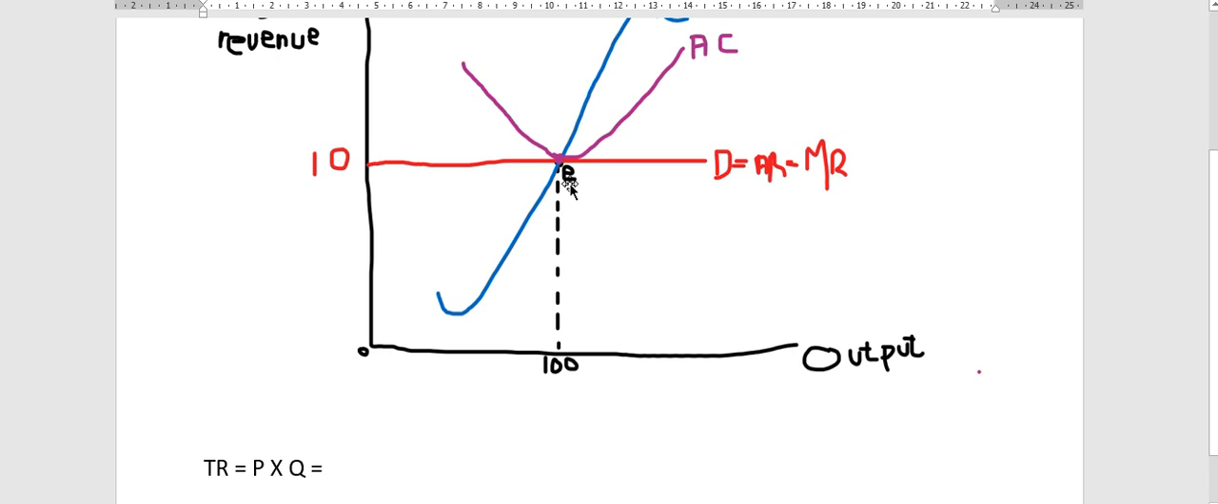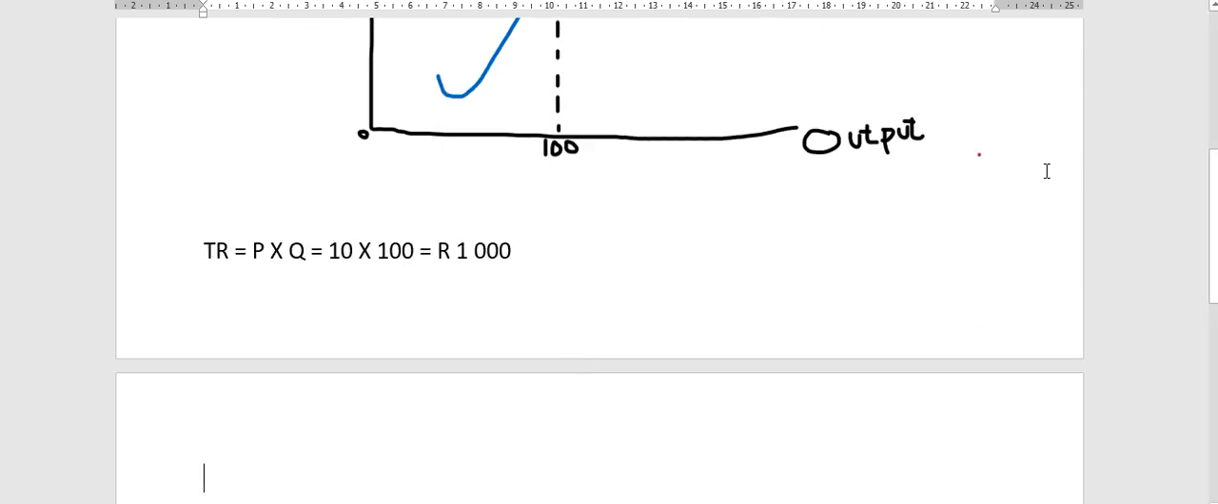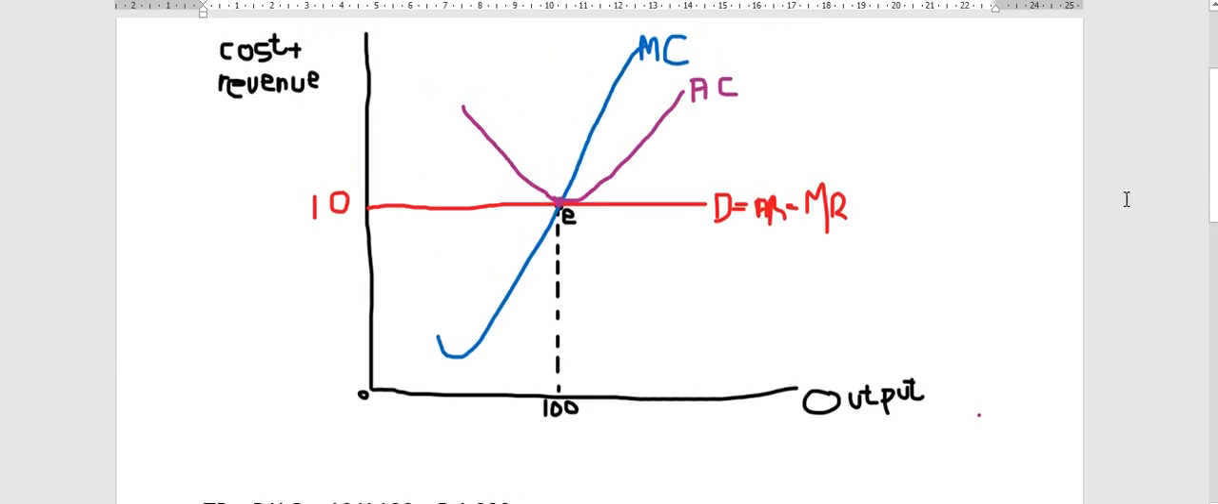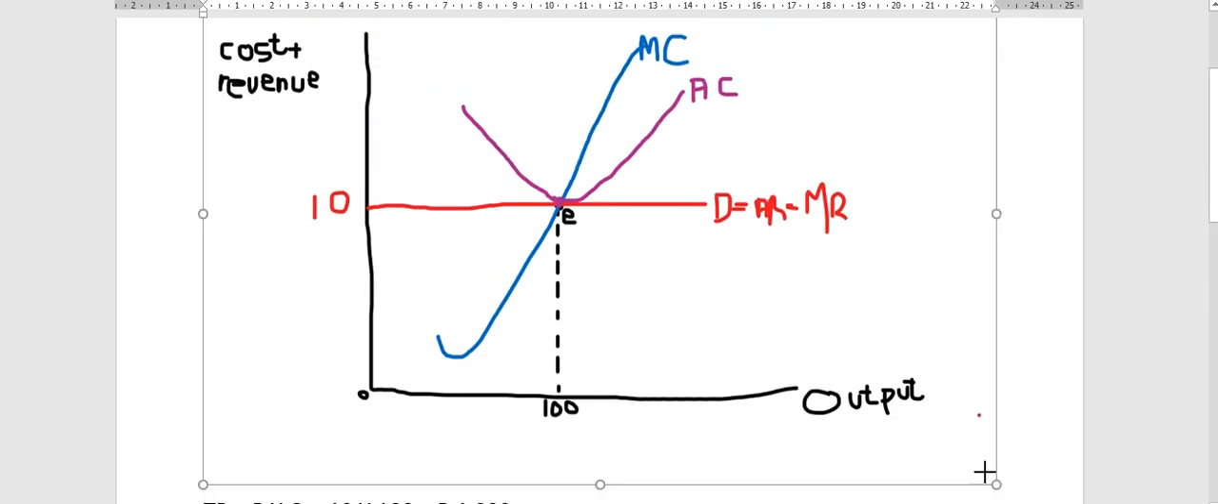So my price at profit maximization point, you find your price on your demand curve. So my price is 10 Rand. And my quantity, they're not going to make it this easy. There will be other quantities here. You need to know at profit maximization point, what is my quantity? I go down, my quantity is 100. All right, so basically my total revenue is 1,000 Rand.